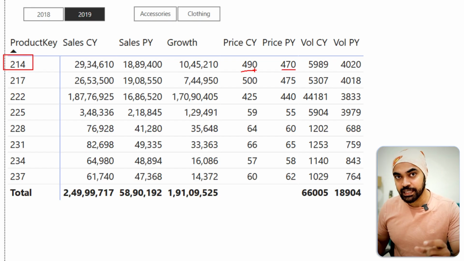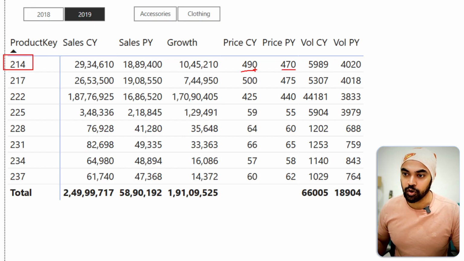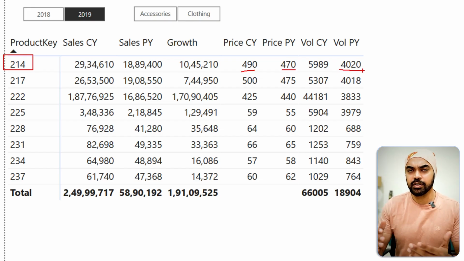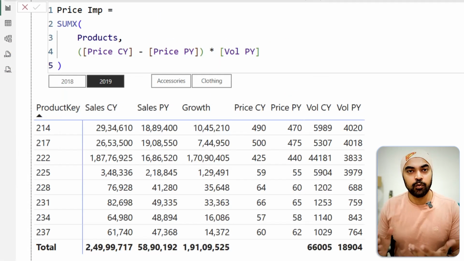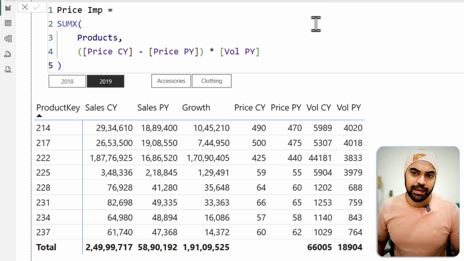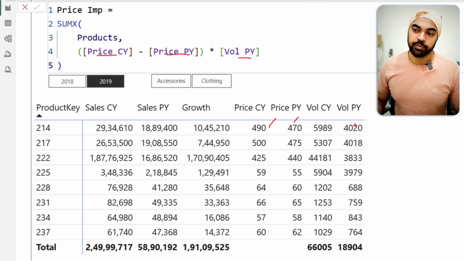And if this 20 was applied on the last year volume, that means this particular number, I'm going to get a number which is nothing but 20 multiplied by 4020, and that is going to be nothing but my price impact. If you want to take a look at the formula of the price impact, I'm saying, hey, take the difference of the price current year and the price in the previous year. That means take the difference of these two prices, multiply that with the volume of the previous year, which is this particular number, and then sum all of it up.